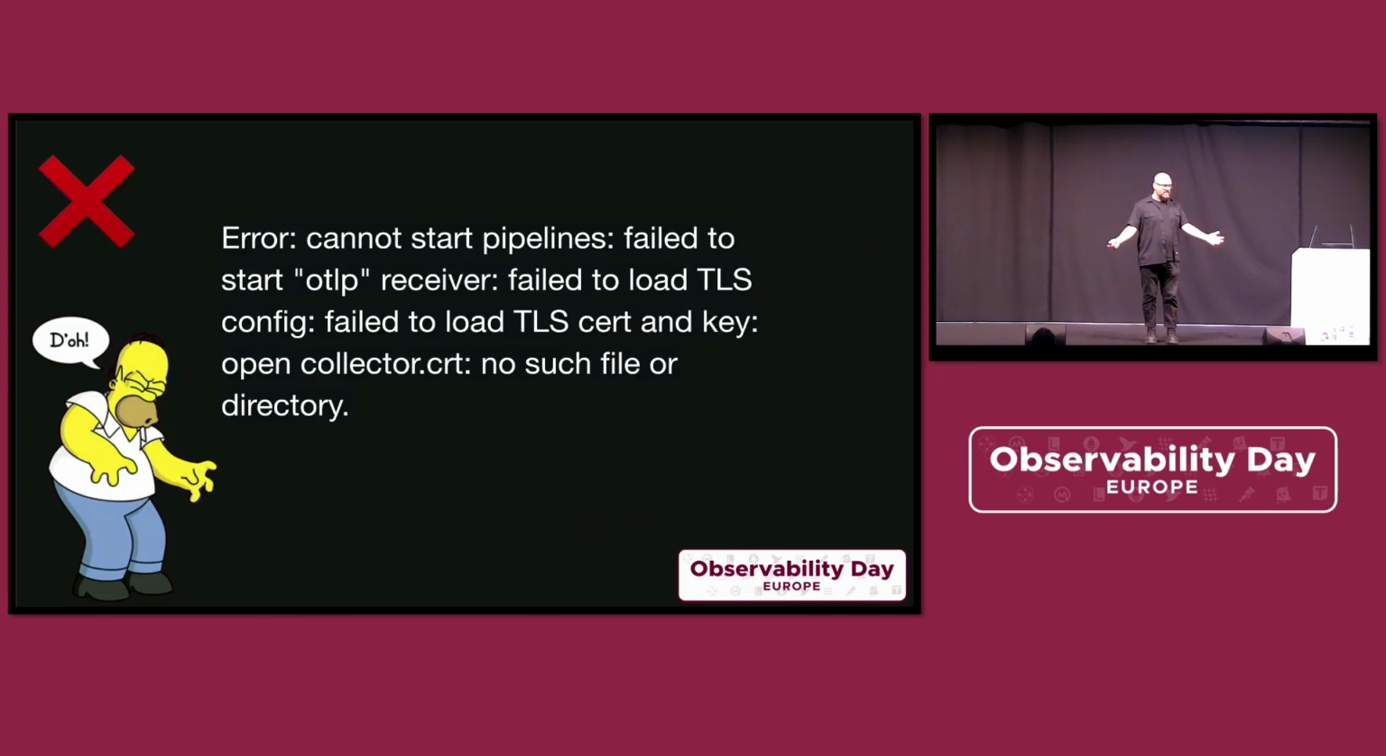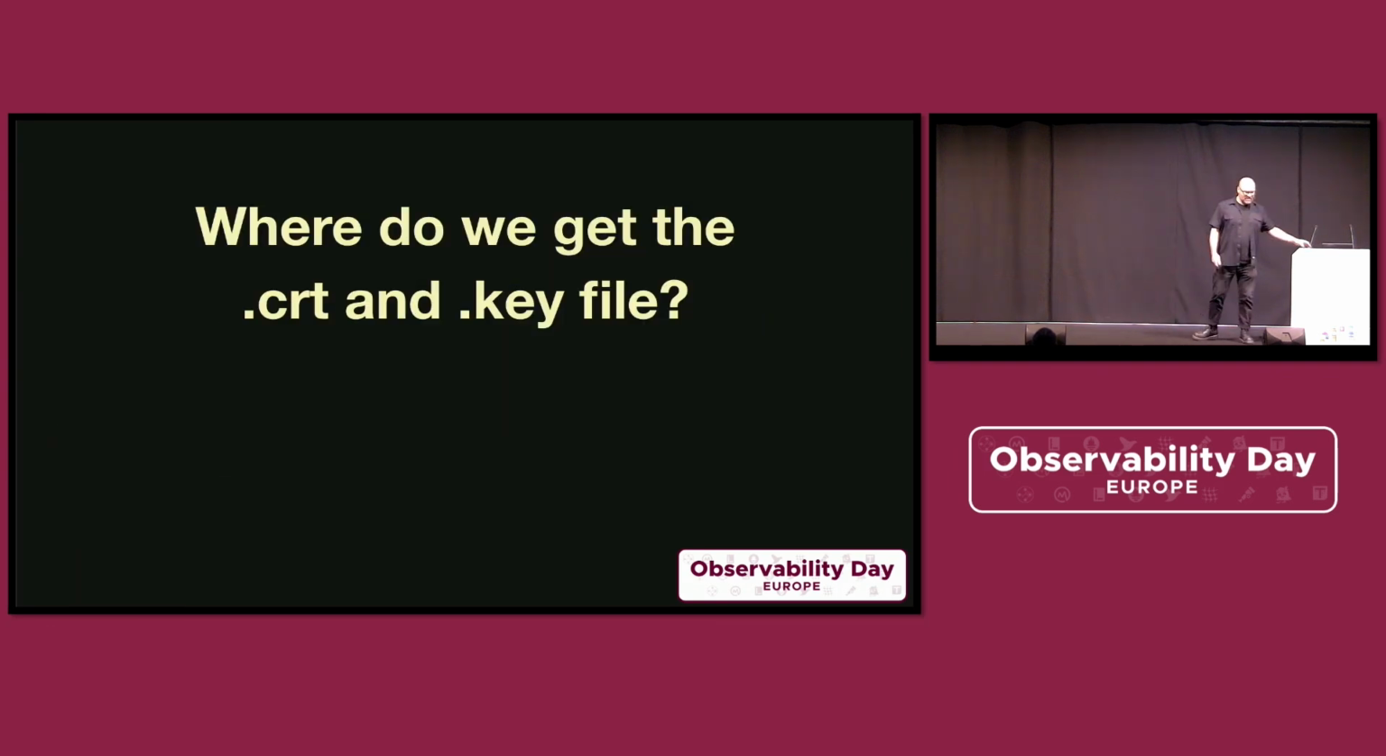Oh no, the collector doesn't start. Because we just threw some text into the config, we didn't actually make those files, right? So how do you make a cert file and a key file? Where would one get those things?